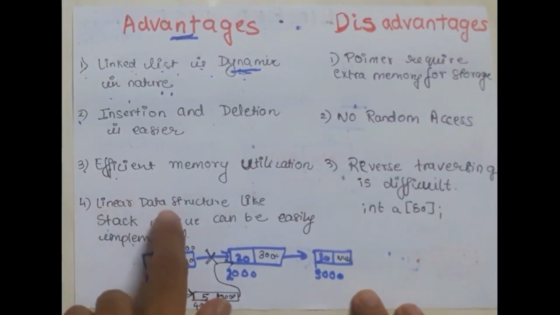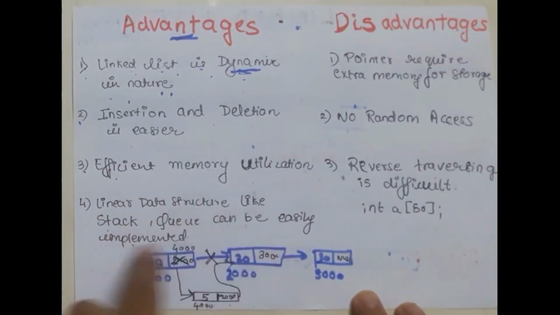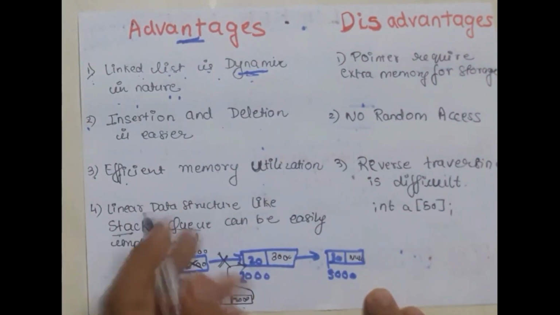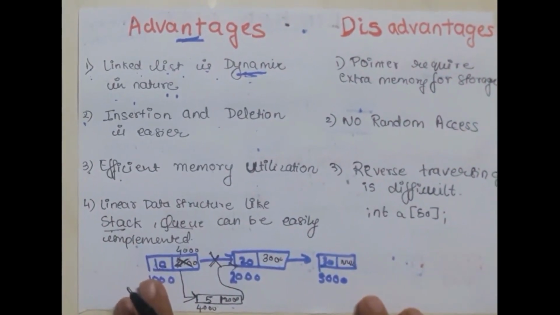The fourth is that linear data structures like stack and queue can be easily implemented. Various linear data structures like stack and queue can be easily implemented using a linked list.